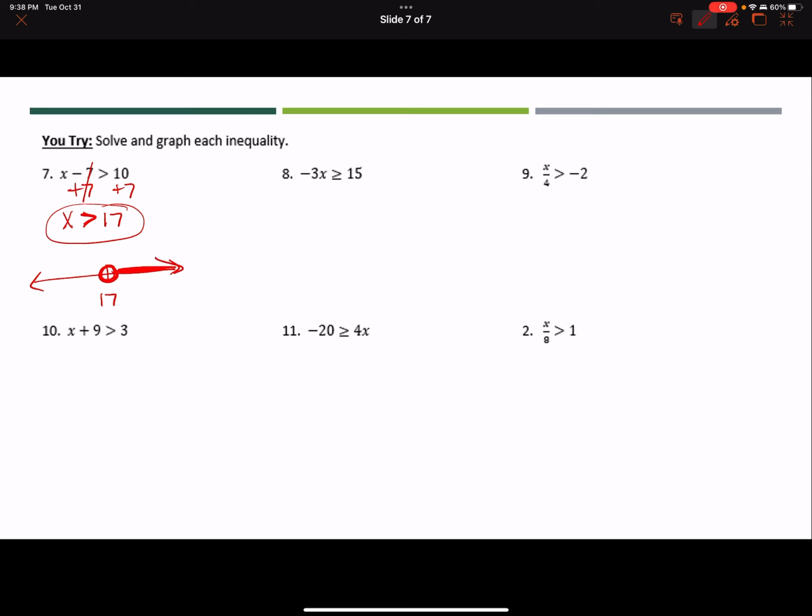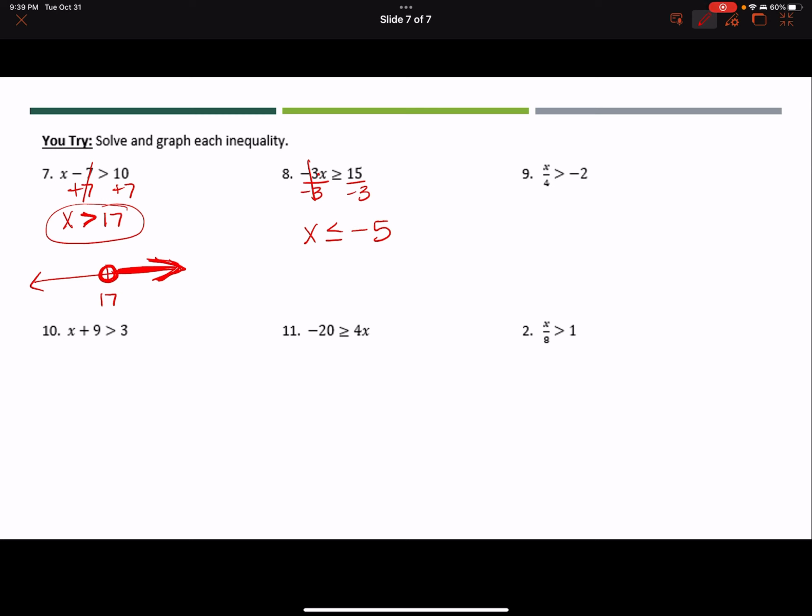Number 8, I have negative 3x, so negative 3 times x. To undo multiplication, I'm dividing. Oh, if I'm dividing, what am I dividing by? -3. If I'm dividing by negative, I flip the inequality. 15 divided by -3, use your calculator, is -5. The x is on the left-hand side, so I'm okay with that. Answer the way it is.